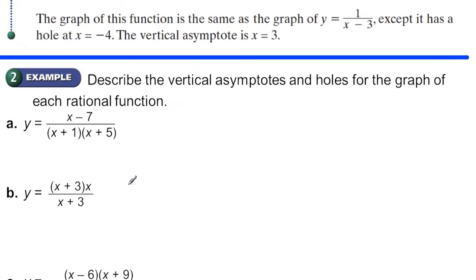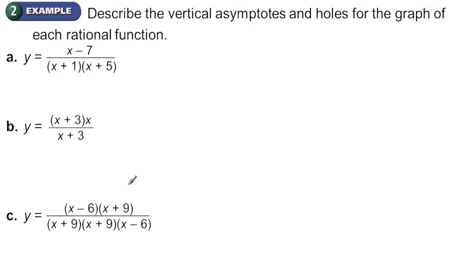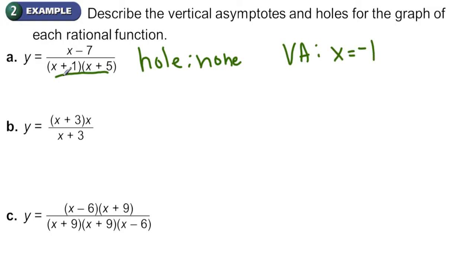All right. Describe the vertical asymptote and the hole for the graph of each rational function. All right, looking at A, is there x minus 7 in the denominator? No. So I know that I have no holes. As far as asymptotes go, I have 2 points of discontinuity in the denominator. So for a vertical asymptote, we have when x is negative 1, because it has to be the opposite, and x is negative 5.